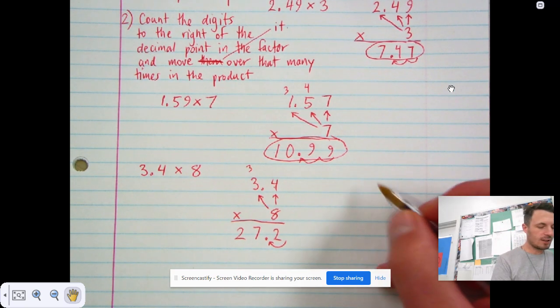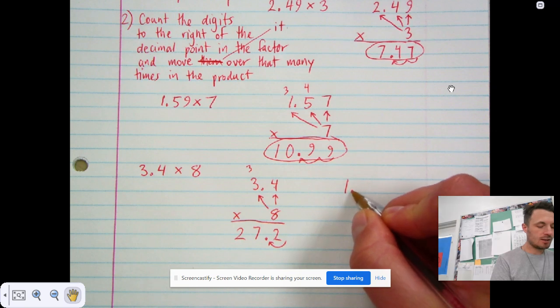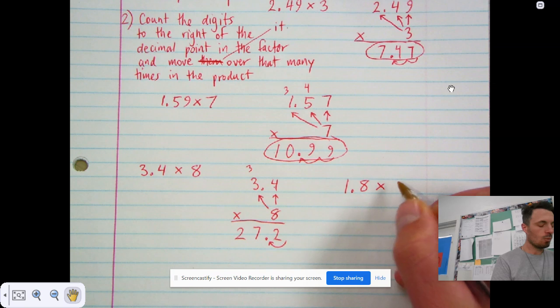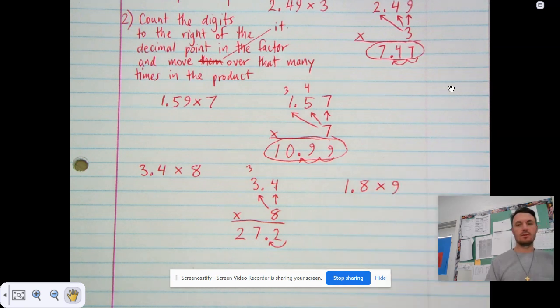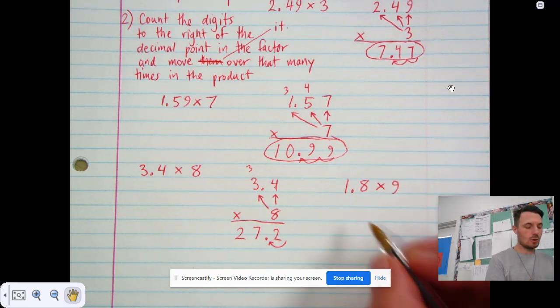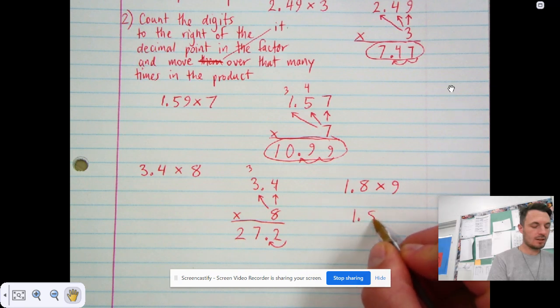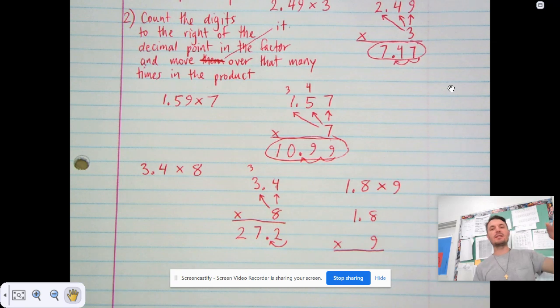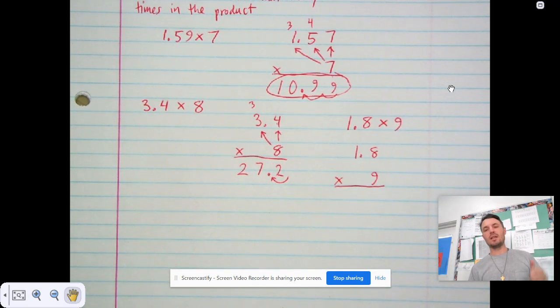Let's do one more example before I assign your independent practice. 1 and 8 tenths times 9. So we multiply normally. 1 and 8 tenths times 9, but we pretend like we do it the exact same way we would as if we were multiplying 18 times 9.